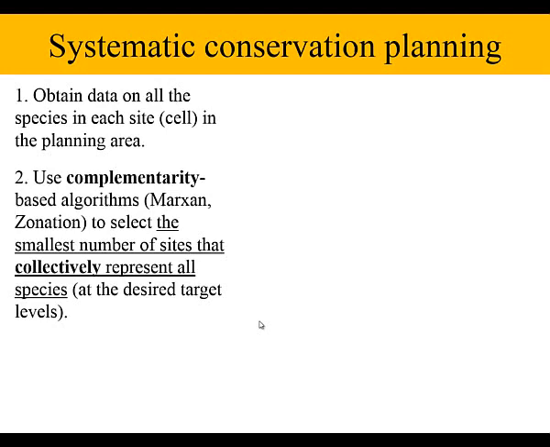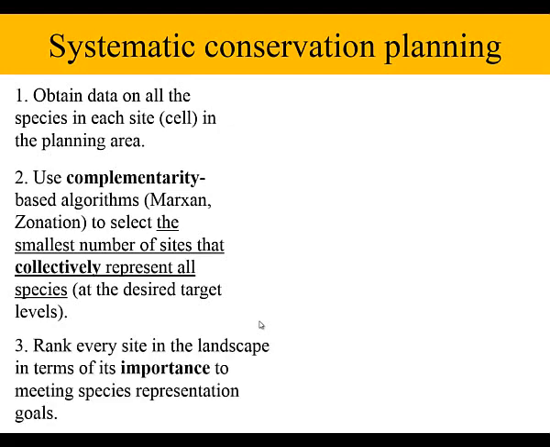So the idea here is that if I pick the 10 sites that had the highest species richness, probably they're going to have almost the same species. So the 10 sites don't even contain that much more species than the first site did. So you want to select sites that maximize that complementarity. So a lot of work in the last 20 years has developed these algorithms. And then you would be able to rank all of the sites in terms of their importance towards meeting that goal of representing all species in the landscape.